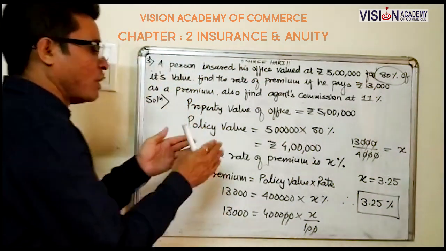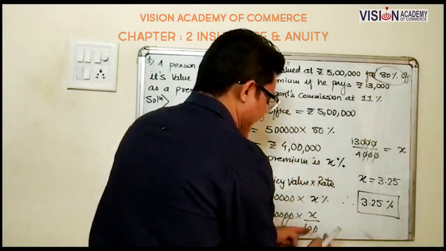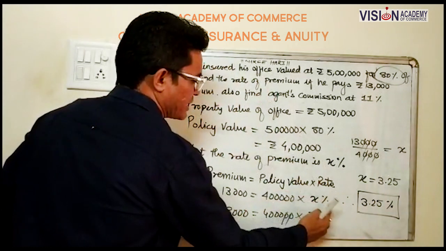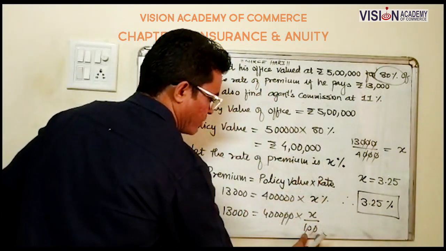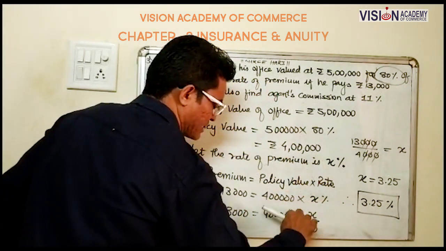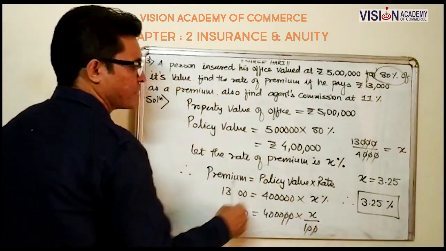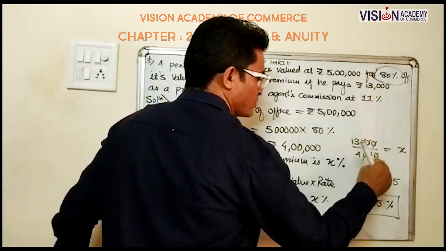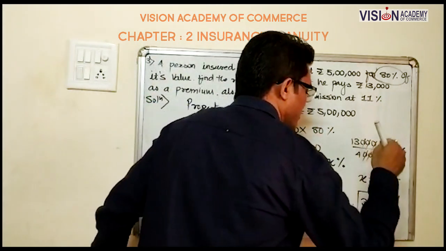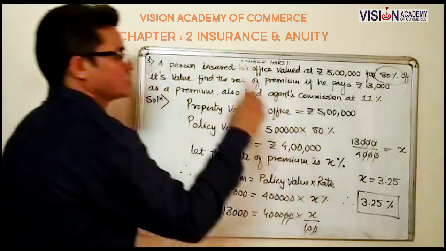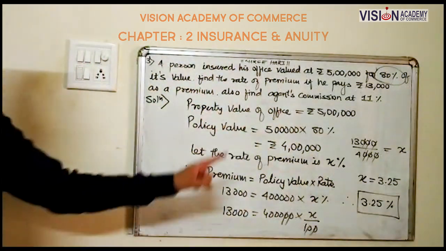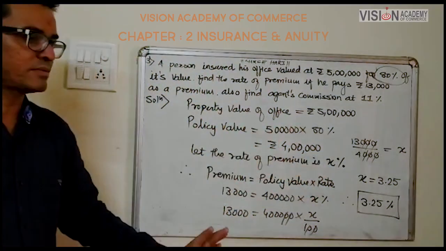So premium is policy into rate. Rate is X%. See, percentage is calculated with denominator as 100, with the help of cancellation. If we shift that 4,000 from right to left, 13,000 upon 4,000 comes to rupees. See, it's 3.25. So your rate of premium is 3.25%.